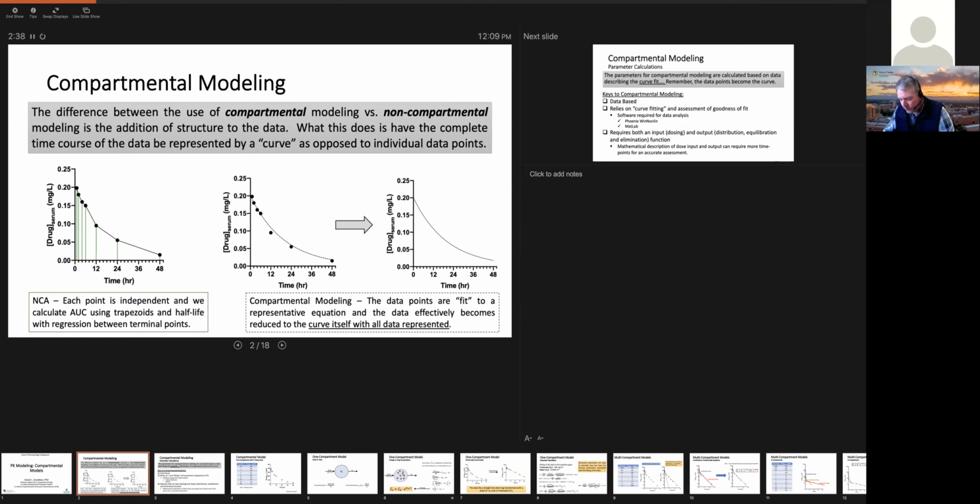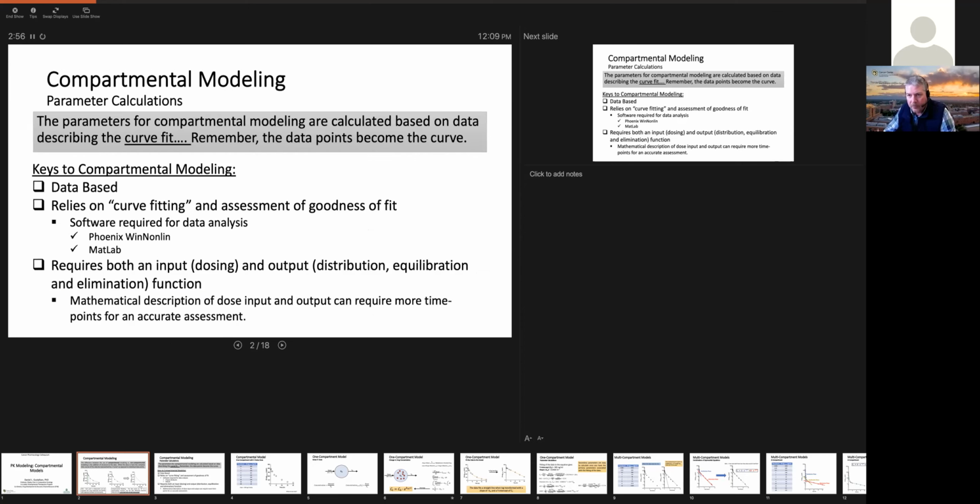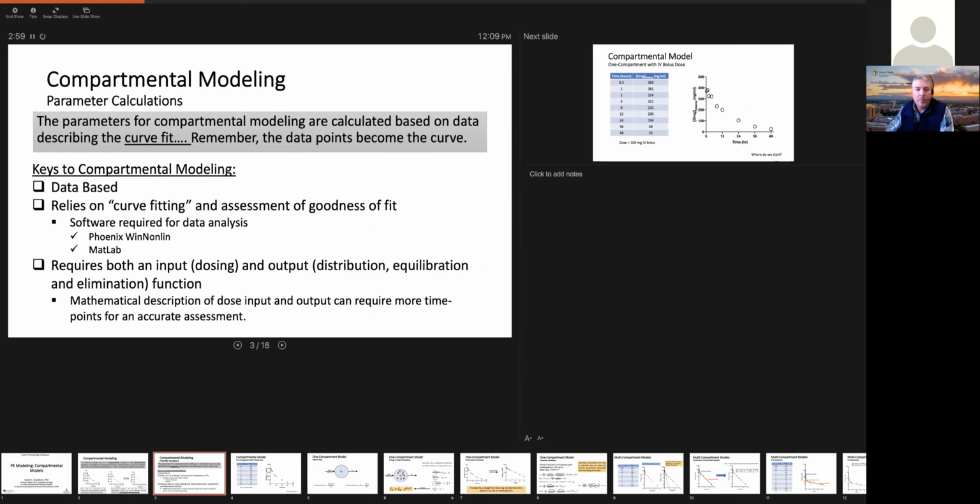So it allows this cleanup step, and the data to be better represented as a continuum, which it really is when you give a dose and you're looking at the time course of drug loss, metabolism and distribution in the body. So it's important to remember that when we do these parameter calculations, they're calculated based on the data describing the curve fit, and that the data points become the curve.